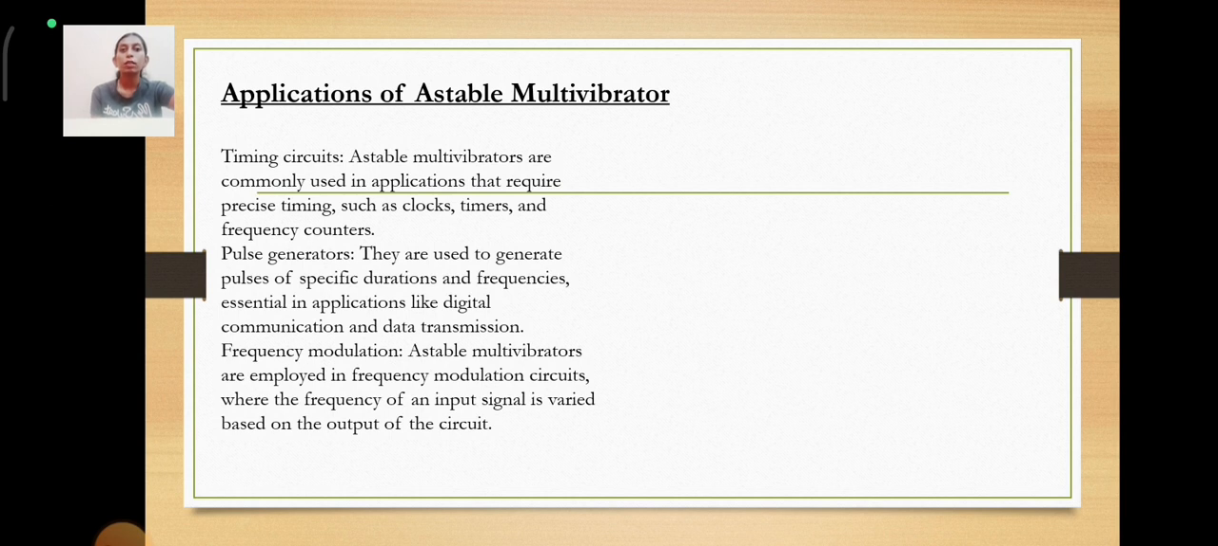Applications of astable multivibrator. Timing circuits. Astable multivibrators are commonly used in applications that require precise timing such as clocks, timers, and frequency counters. Pulse generators. They are used to generate pulses of specific duration and frequencies, essential in applications like digital communication and data transmission. Frequency modulation. Astable multivibrators are employed in frequency modulation circuits, where the frequency of an input signal is varied based on the output of the circuit.